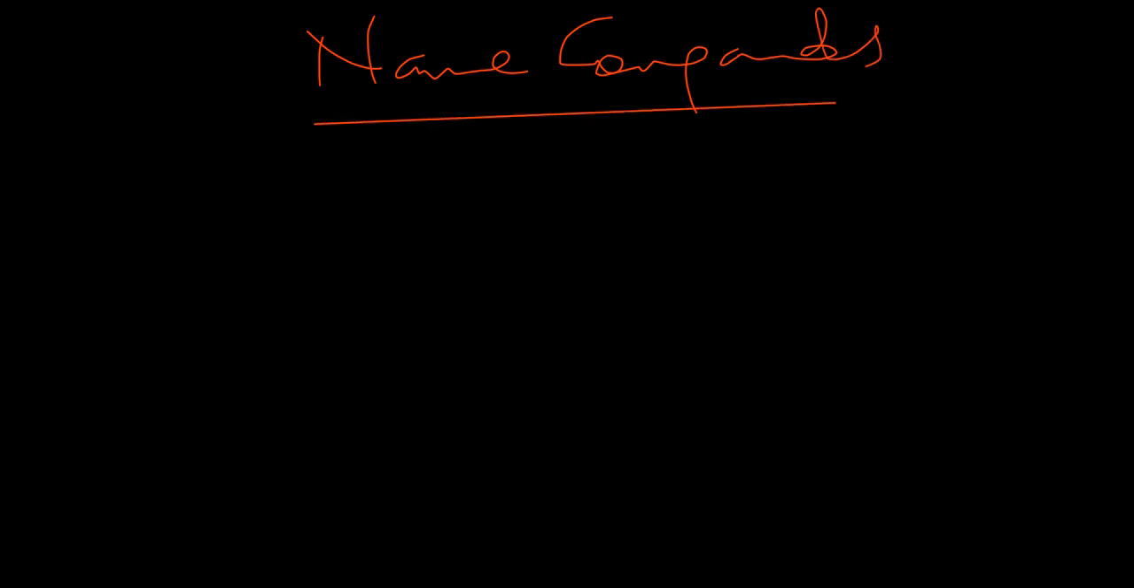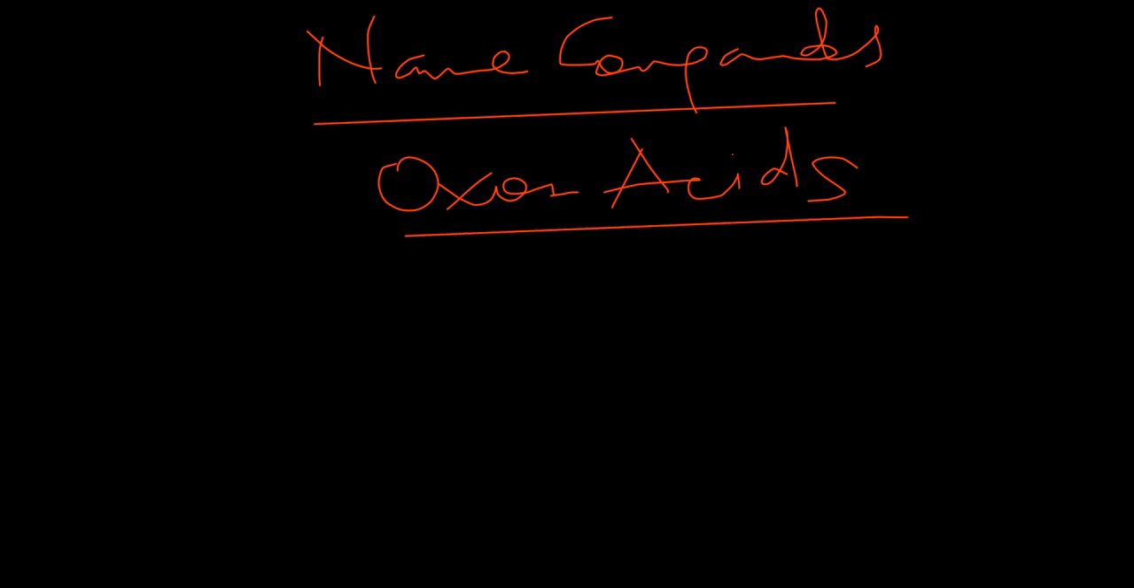In today's lesson, we continue with the naming of compounds, but we focus on oxo-acids. So what it means is that we need to first know what oxo-acids are. This is an example of an oxo-acid, H2SO4. This is also another example of an oxo-acid, H2CO3.